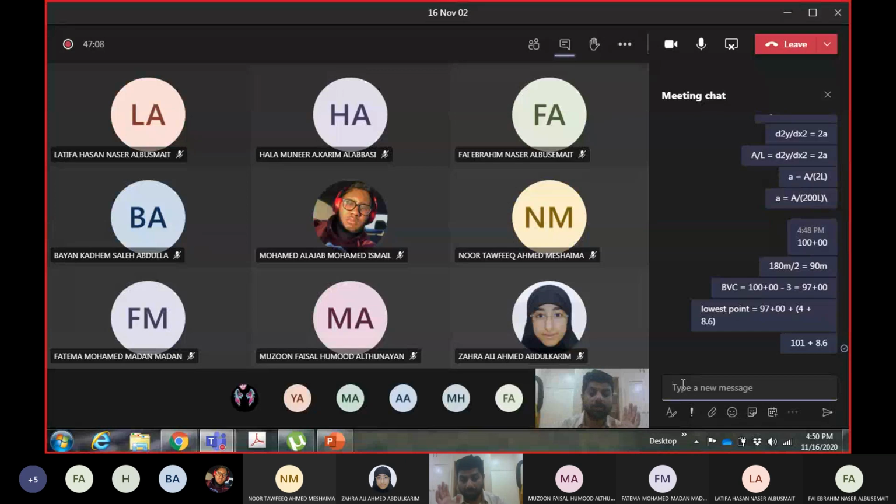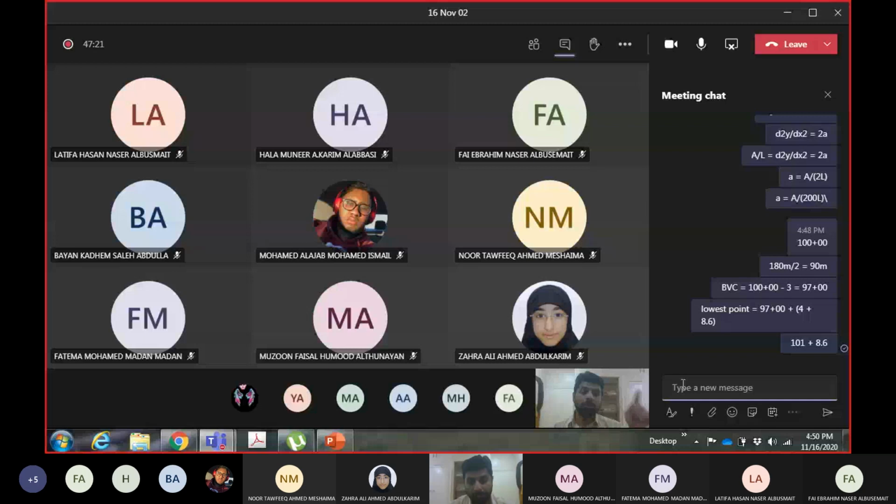So X was 128.6. Out of 128, I took the complete number of stations, which was for 120, 4 stations. So 97 plus 4 is 101, and the remaining is 8.6 in meters, so 101 plus 8.6. Then the elevation. Now you need to calculate the elevation of BVC.